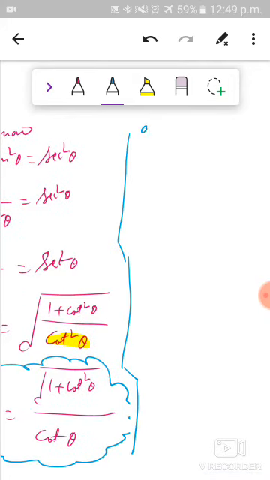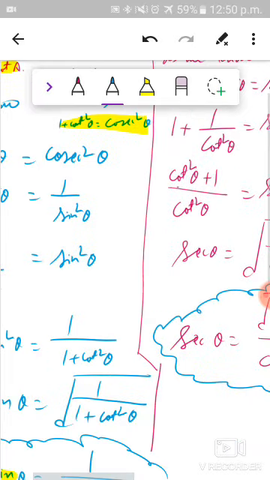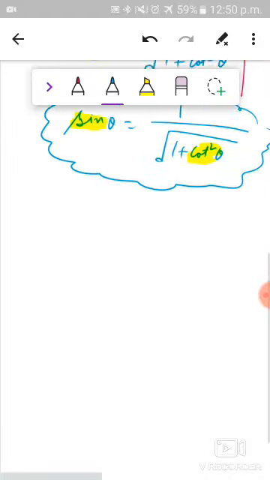As we know, tan A is 1 by cot A, so directly we can write it, isn't it? Tell me. So we have done all, right? So this was question number 1. Same like this we can do question number 2 as well, right? Now let us take question number 3.